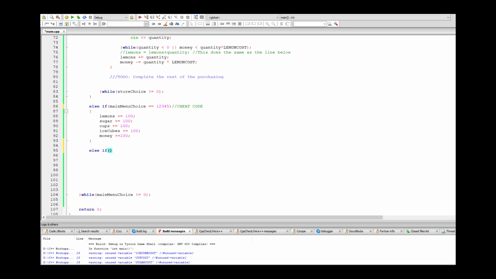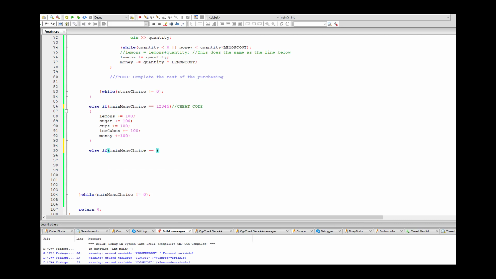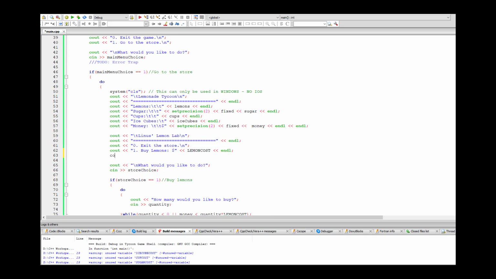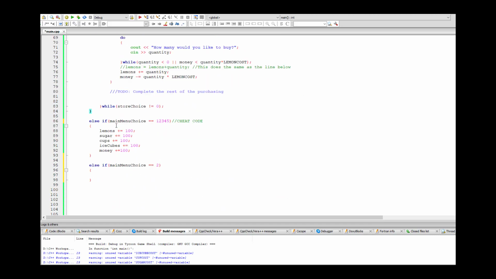So for each main menu item, we're going to have to make an if statement where main menu choice is equal to 2. Okay, so what should number 2 be? I think number 2 should be, well, we can always change it later, start the day. Oh, haha, I put this in the wrong spot. This is actually in the store. So please don't make that mistake, all right? Because it's very easy to get your scopes mixed up, just like I just did right there.